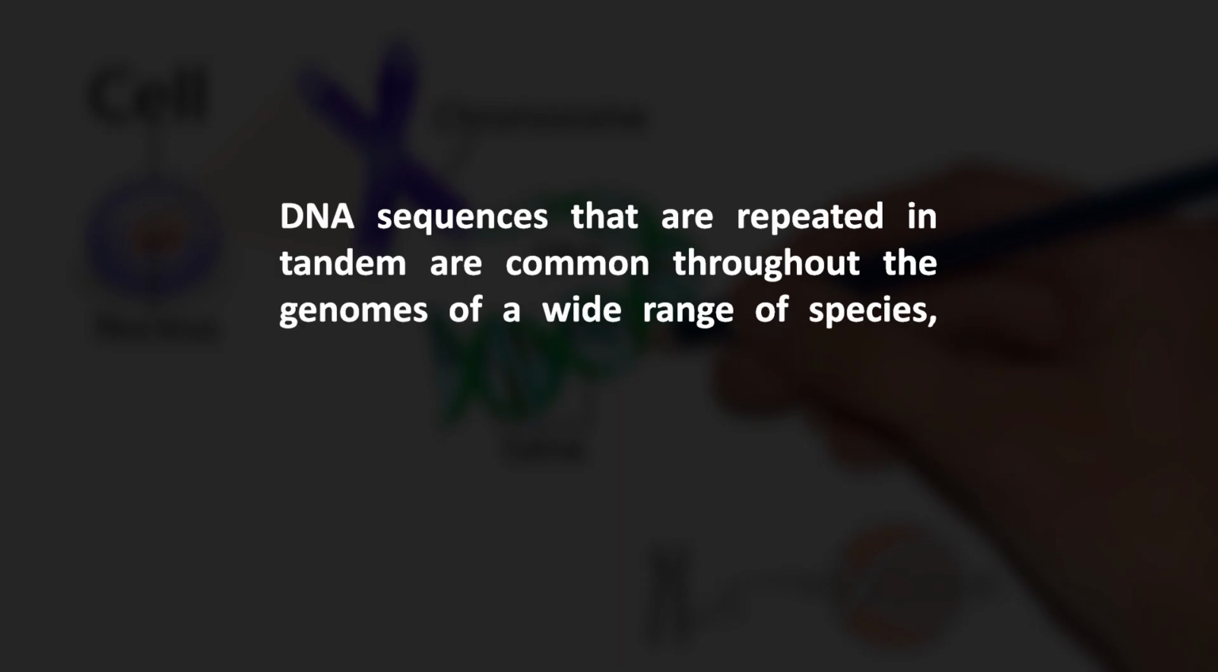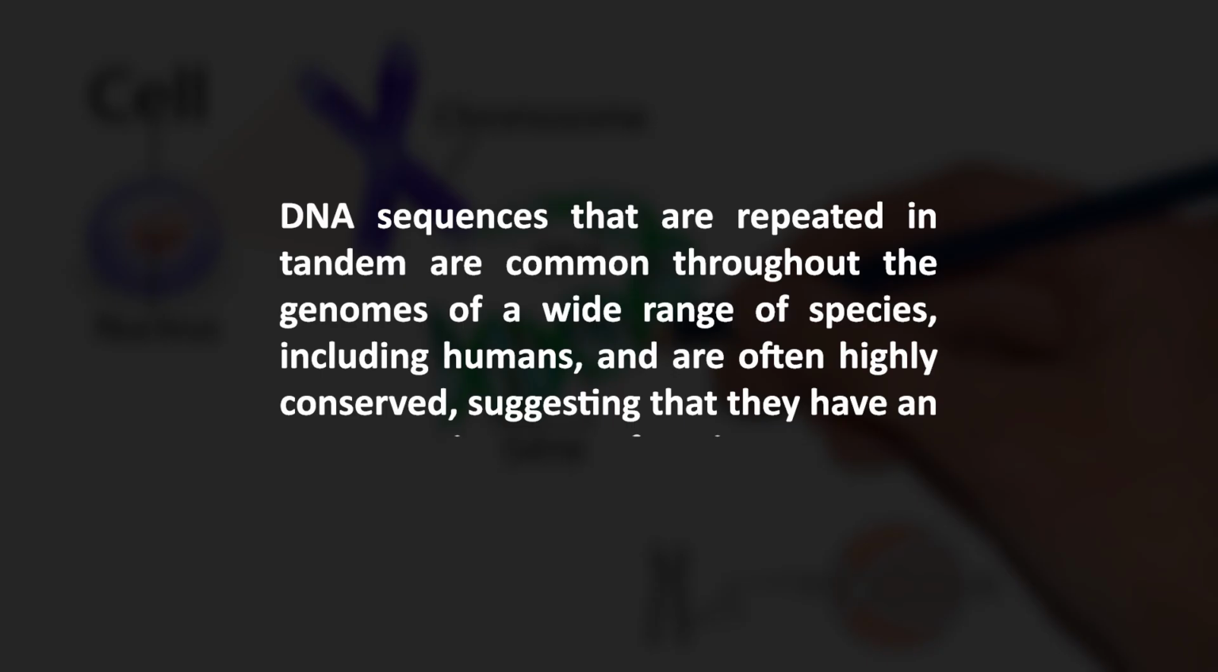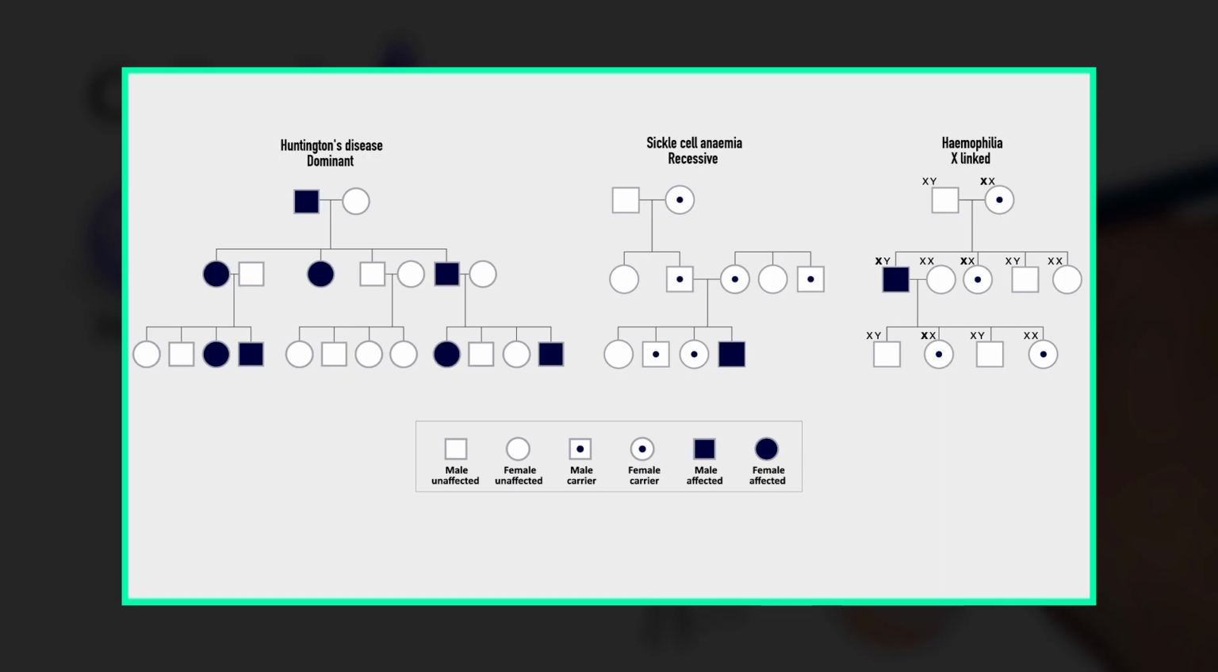DNA sequences that are repeated in tandem are common throughout the genomes of a wide range of species, including humans, and are often roughly conserved, suggesting that they have an important function. Most research on tandem repeats has focused on those in the human genome, such as microsatellites used as genetic markers and as repeat expansion mutations causing dominant or recessive disorders with Mendelian inheritance patterns.